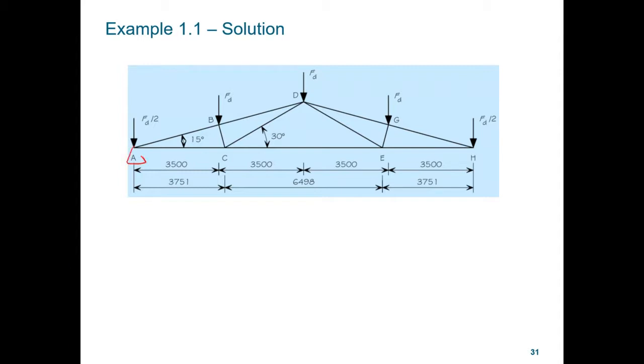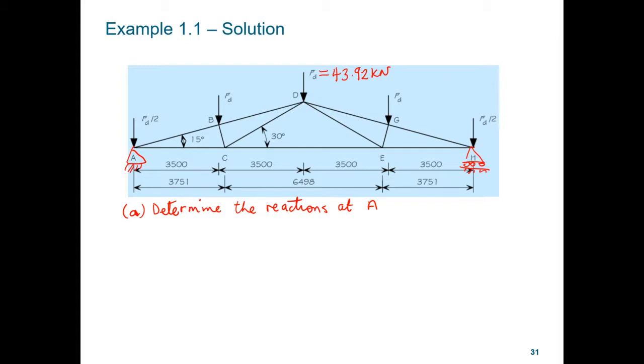Okay, so we said that A is a pin support, we said H is a roller support. We said that the force FD was equal to 43.92. So our first part of the question was to determine the reactions.